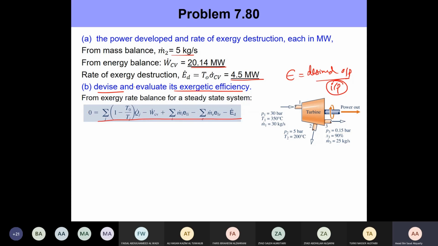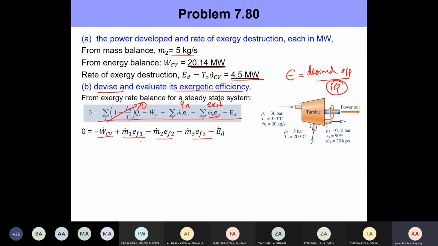Whenever you're given this question of devise and evaluate exergetic efficiency, you start with the exergy balance equation and then you go on till you identify the desired output and the required input terms. Now in this question, again, as we said, there's no heat loss to the surroundings. The first term goes down to 0. We have one inlet, and we have two exits. So for this specific problem, one inlet to exit turbine, this is how the equation would look like. Work output plus m dot 1 EF1 minus the two exits minus exergy destruction.